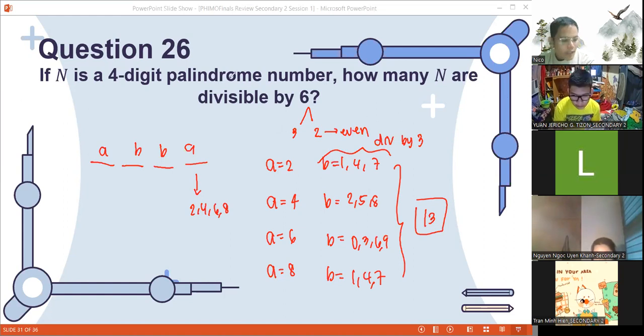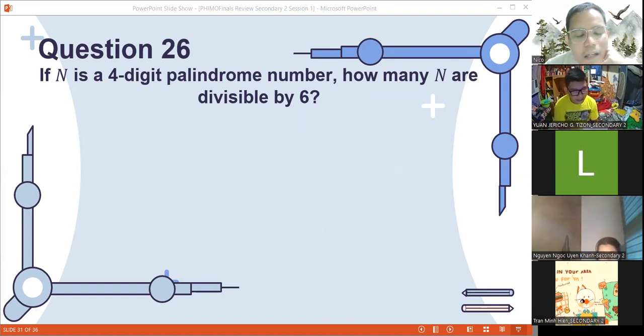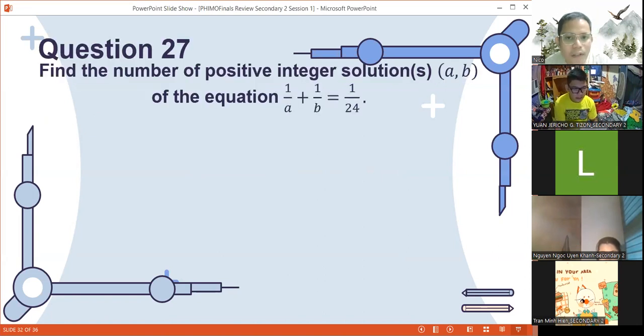Okay, let's have number 27. No questions for 26? None. It's very easy, right? But the problem is that even though it's easy, if you don't answer the previous questions fast, you cannot reach number 26. Right?